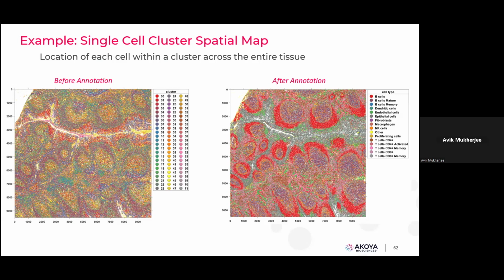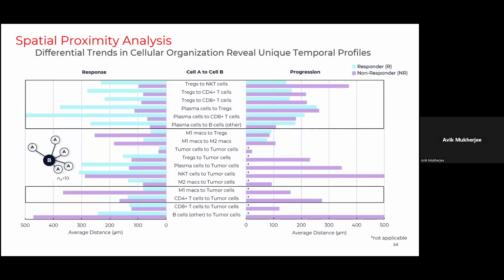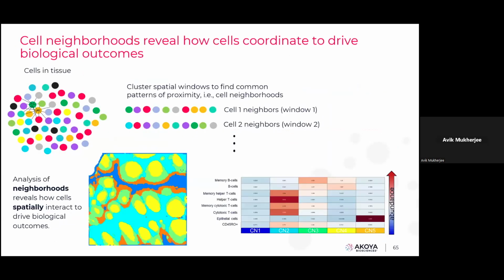Then from this, you can create a correlation matrix, as I showed you earlier, if you have proliferation marker, epithelial marker, vasculature, T cells, B cells. After you get all these data, you can do a spatial proximity analysis to look at the distance, the spatial profiles of the cell types. And then you do the neighborhood analysis. It's a Python script that can be downloaded from GitHub, which looks at how there are different niches. And presence and absence of these niches can help you understand how you're looking at your responder versus non-responder.